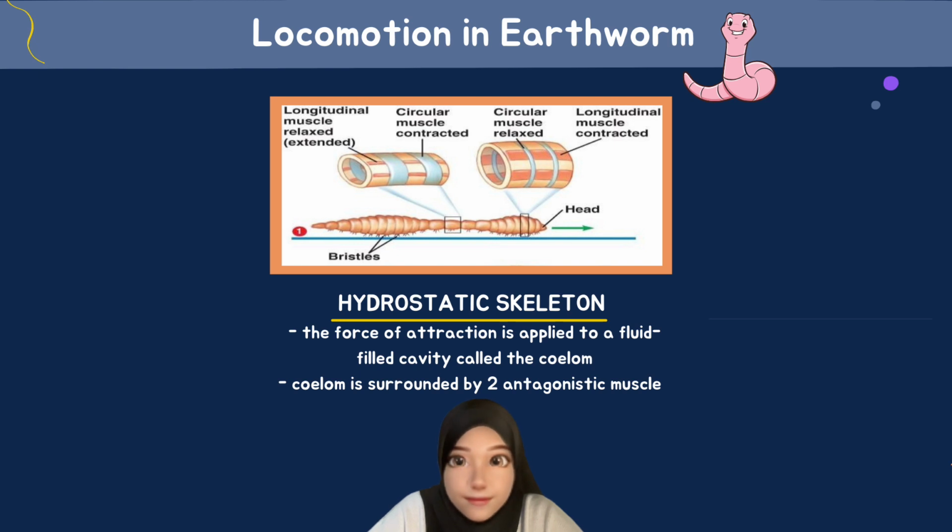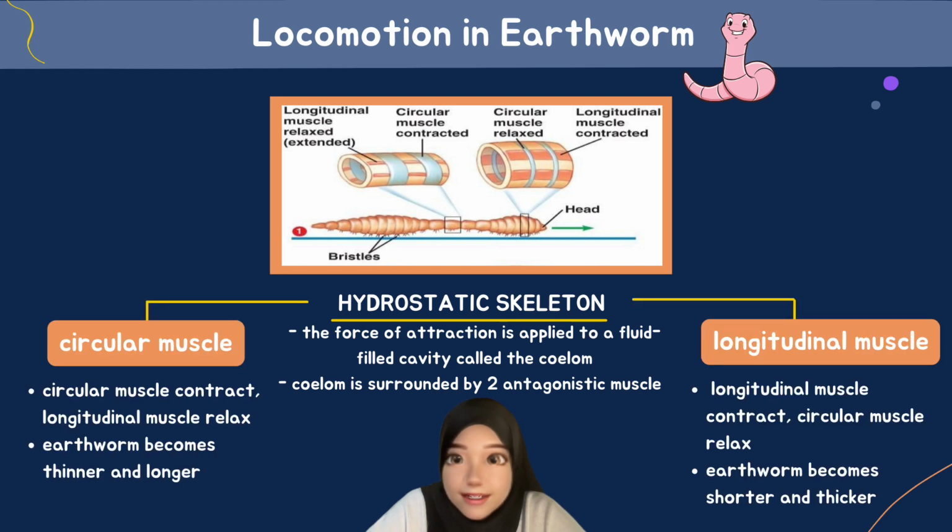Earthworm is an example of an animal with a hydrostatic skeleton, and the force in the earthworm is applied to a fluid-filled cavity called the coelom. The coelom is surrounded by two antagonistic layers of muscle, which are the circular muscles and the longitudinal muscles. Circular muscles are the muscles that surround the chamber. When the circular muscles contract, the longitudinal muscles relax, and the earthworm will become thinner and longer.